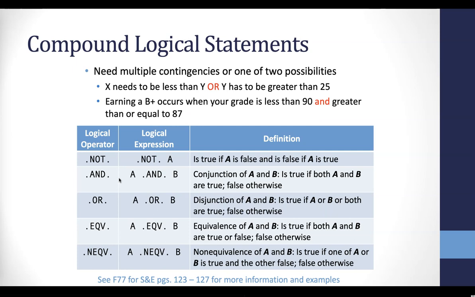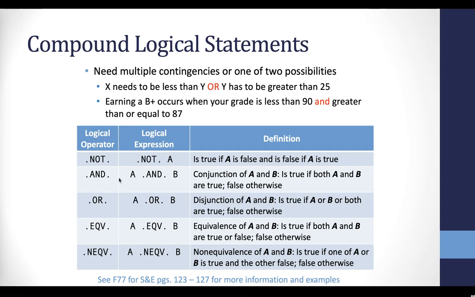Now, those are the simple ones, but we can actually combine things, because sometimes if one or the other thing is true, then we want to do something, or we need two things to be true, this and that. And so we have a couple of logical operators here for more complex expressions. For example, earning a B+ requires that your grade be less than 90 and greater than or equal to 87. And so we would use the AND logical operator there. Another common one to use would be OR, right? If A or B is true, then I'm going to go forward.